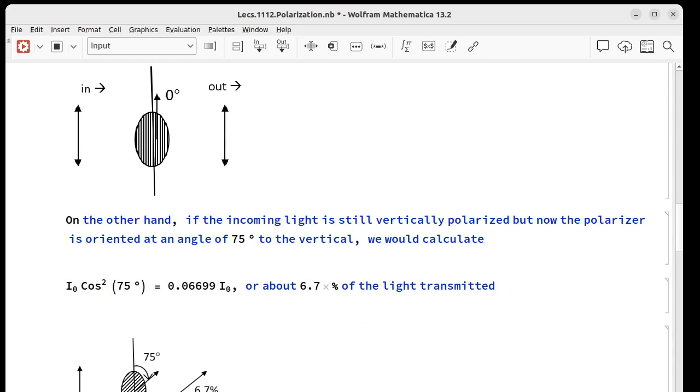Now, a slightly different problem. What if the incoming light's still vertically polarized, but now the polarizer is 75 degrees to the vertical? So now we have a much smaller chance of the light getting through because if we move this 15 more degrees, it would block all of it. So we don't expect much of the light to get through. We put in the numbers for Malus's law, and we get cosine squared of 75 degrees is about 0.067. So this means less than 7% of the light that was initially vertically polarized gets through here. Now, whatever does come out is polarized at this exact direction, at 75 degrees to the vertical.